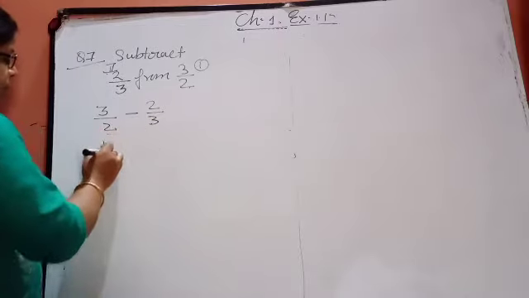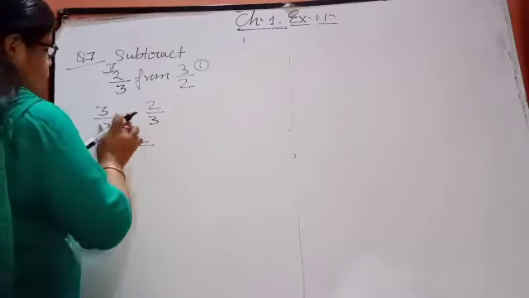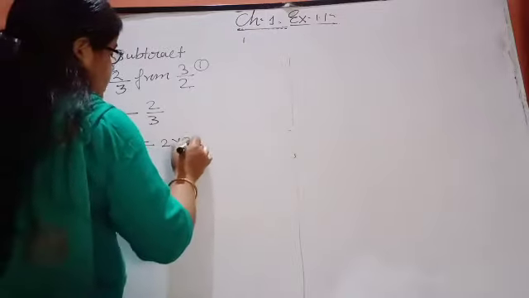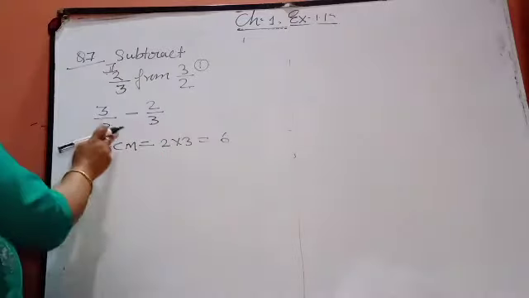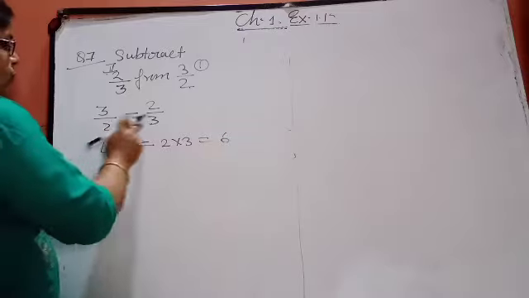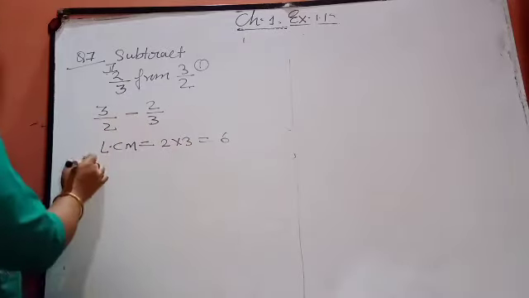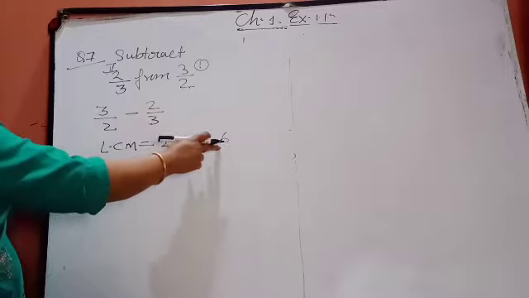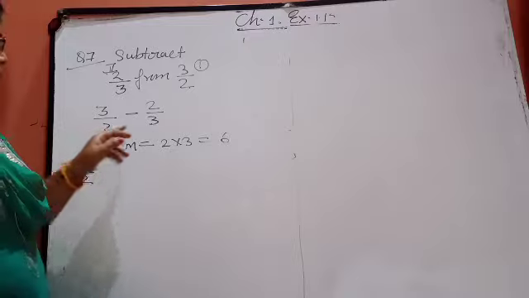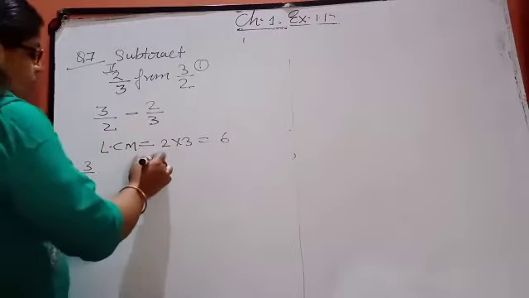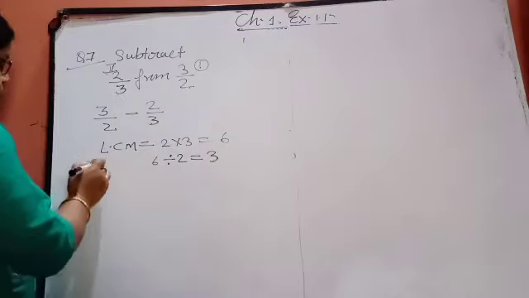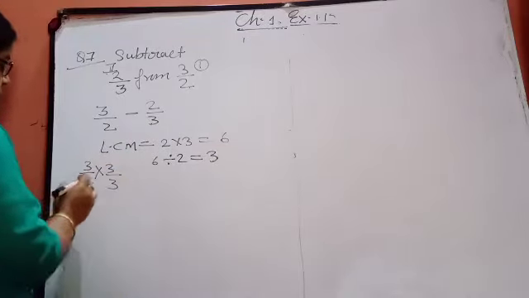Now the next step is to take the LCM. The LCM of 2 and 3, they don't have any common factor, so their LCM will be 2 into 3 is equal to 6. Now, to make this fraction, how many times does 2 divide 6? 3 times. So the first fraction will be multiplied by 3 upon 3, since the numbers are small and I am not doing the division process. 6 divided by 2 you will get 3. So 3 upon 2 multiplied by 3 upon 3.